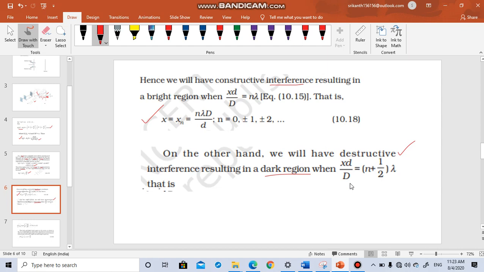And what are we calculating here? Here we are calculating the location of constructive and destructive interferences. X gives you the location. If you keep on changing the x value, you will get different spots where constructive interference will come. Constructive means bright regions will come. Destructive means dark regions will come.